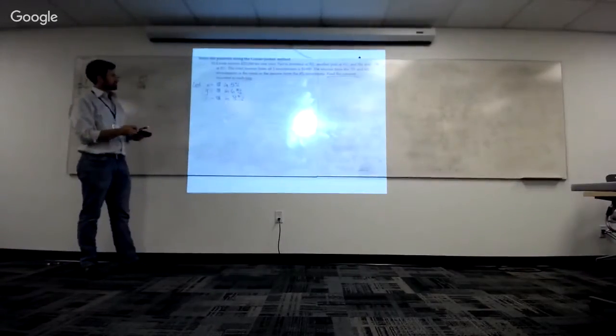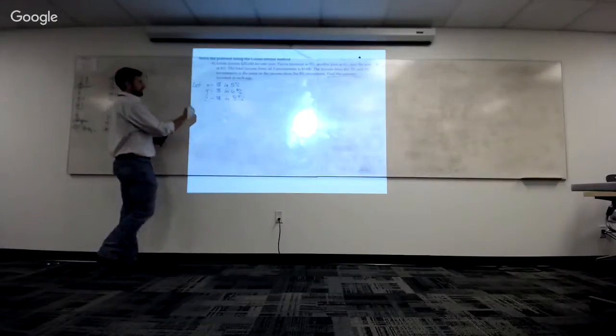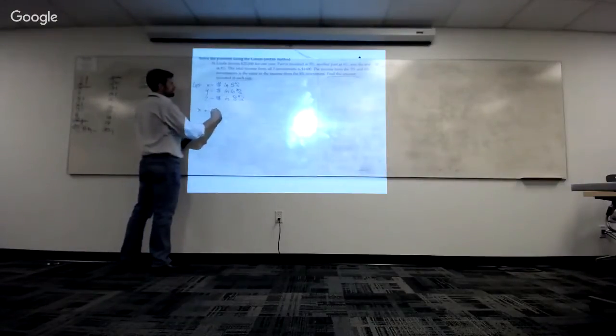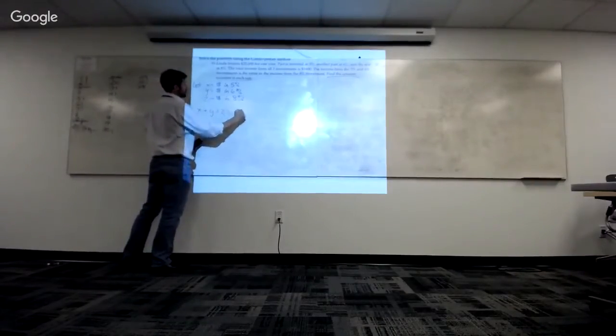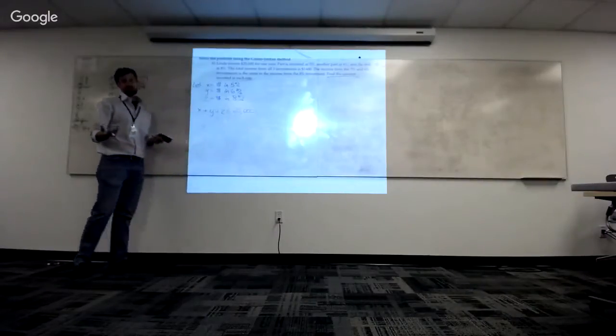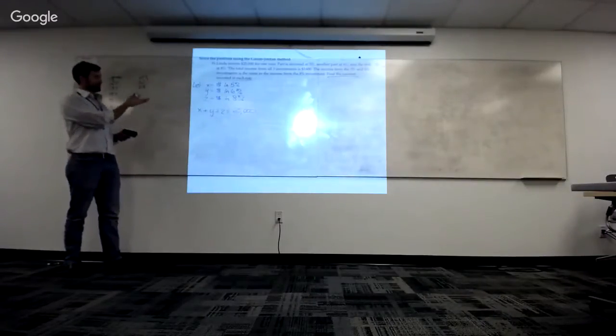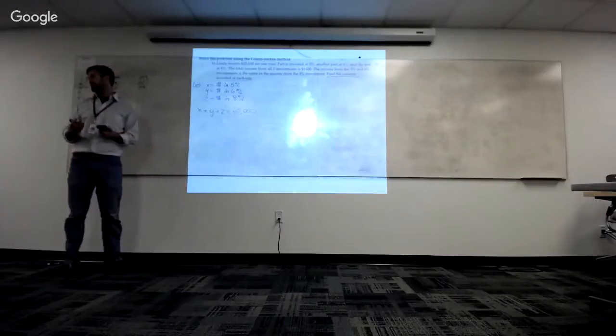So what's our first equation? What does x plus y plus z add up to? $25,000. Because she has $25,000, she invests it all in one of those three accounts, so those three variables must add up to $25,000.